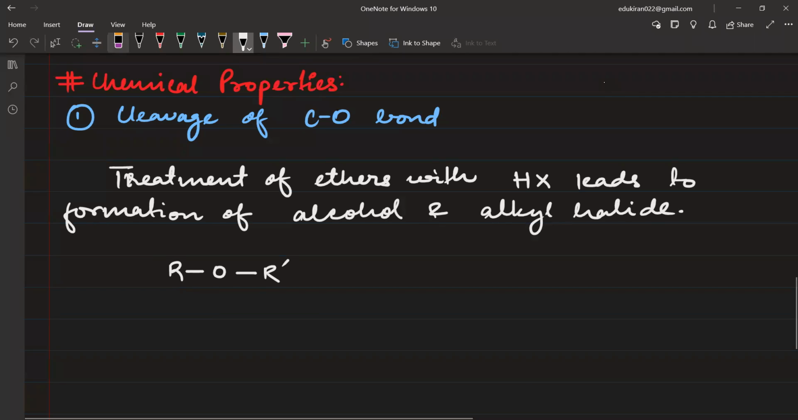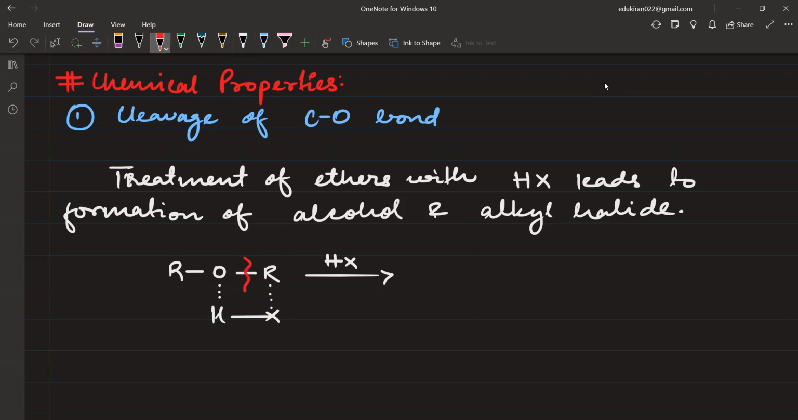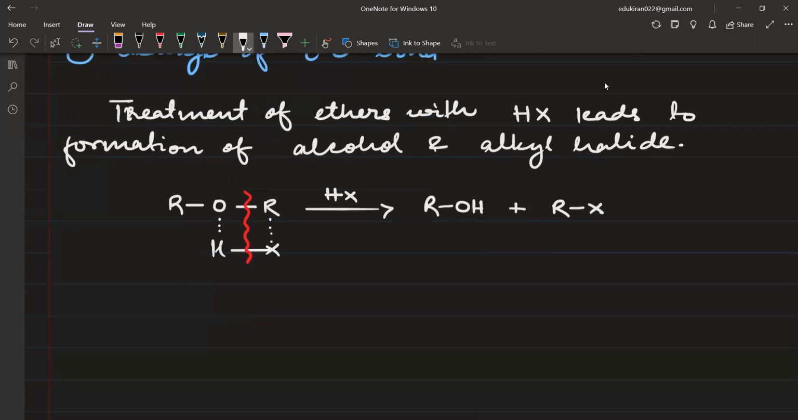Let me write it first of all for symmetrical ethers only, R-O-R. Here, if I am reacting with any HX, most prominently it is going to be HI, but even if you have HX, this oxygen will join to hydrogen and this R will get the halogen atom, and these two bonds will break. So now you can see very easily we are having ROH plus RX.